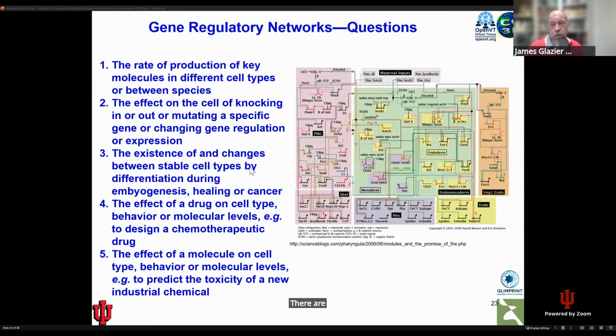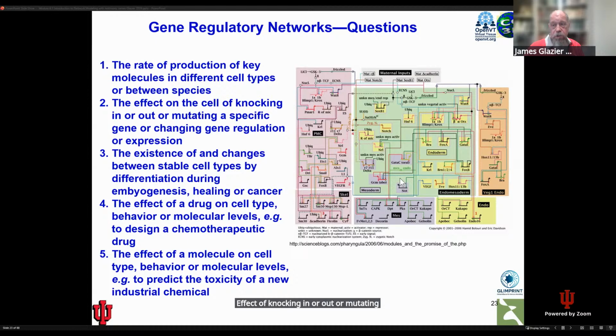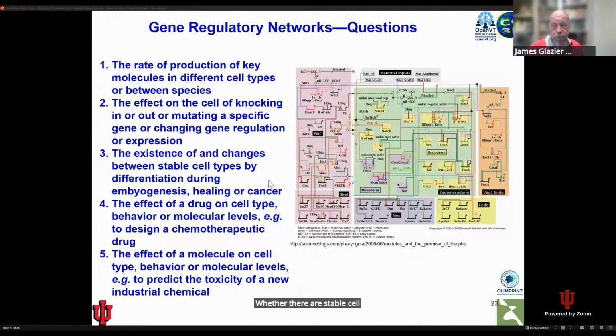There are a standard set of questions you could ask: the rate of production of key molecules in different cell types or between species, effect of knocking in or out or mutating specific genes or gene regulatory regions, whether there are stable cell types during differentiation, embryogenesis, healing, or cancer, effects of drugs on cell types or molecular levels, and the effects of the product of one of these genes on the cell behaviors.